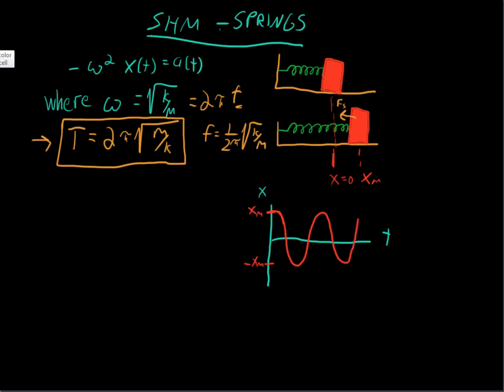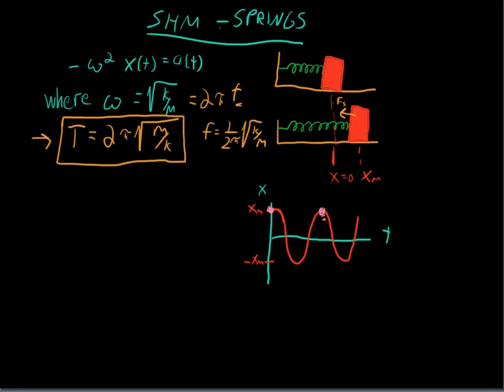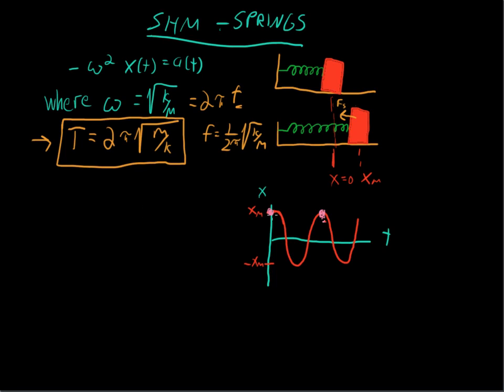And some important landmarks here would be, if we start here, then we have this next point, where the period is completed. So we've gotten back to the same position again, going in the same direction. So this would indicate one period. One period of motion would be this particular length, and then we'd get it again over there, and so on.